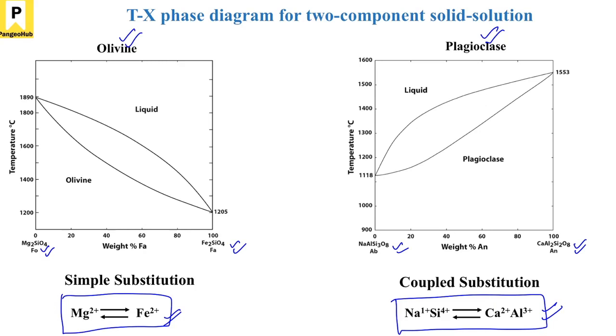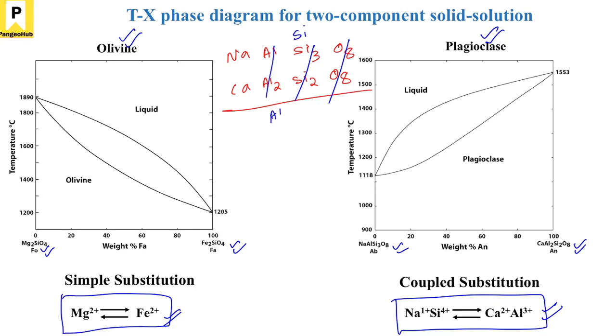So how we can write it is pretty simple. Let's try. For that sake, let's say I want to find the substitution vector for the plagioclase system. I can write the formula of one end member, which is albite, NaAlSi3O8, and then the other end member, anorthite, the formula for which is CaAl2Si2O8. Now if I cancel O8 by O8, and Si3 with Si2, I'll be left with one Si extra, and then if I cancel Al with Al, I'll be left with one Al extra on the lower side.